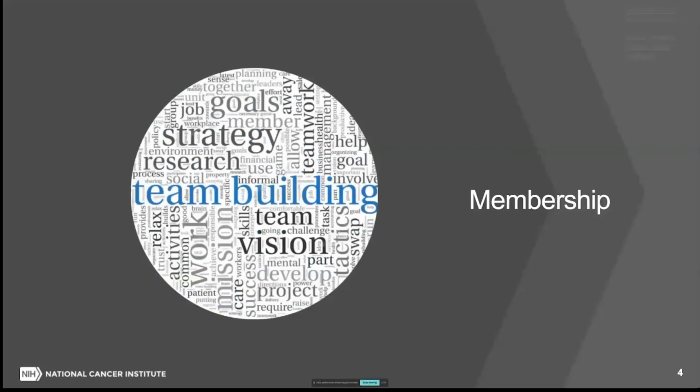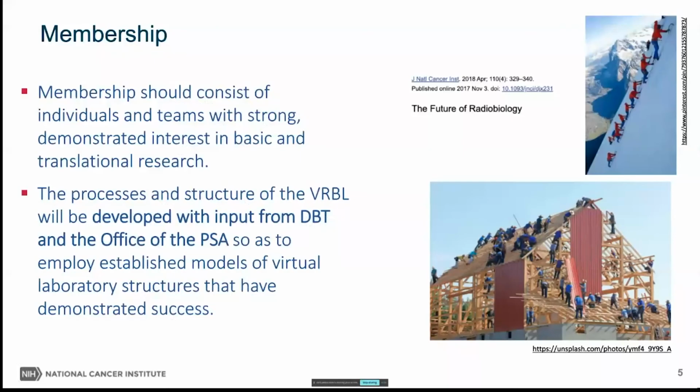So the next concept is membership, team building. Members should consist of individuals and teams with strong demonstrated interest in this field. So you don't want people that are just opportunists. You want people that have spent some time in the space, that have their battle scars and are in the position to contribute. The process and structure has to be developed with input from DBT and the Office of the Principal Scientific Advisor to India.